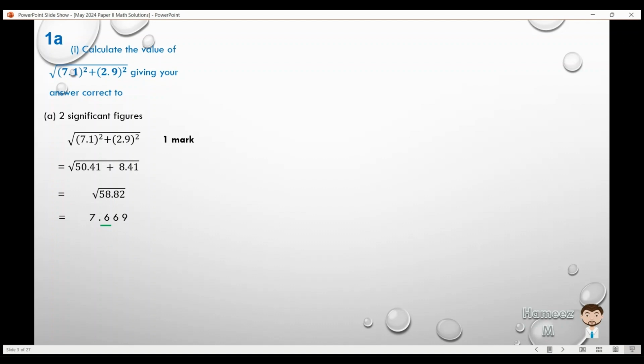Now if we're going to write it to 2 significant figures, it's trying to figure out whether the answer will be 7.6 or it will move up to 7.7. So how do we know? We look at the number which comes after, and that number is 6. Since it's 5 or more, it means that the number 7.66 is closer to 7.7 than it was to 7.6. Now let's go on to the next part.